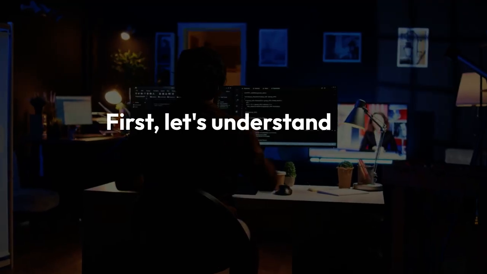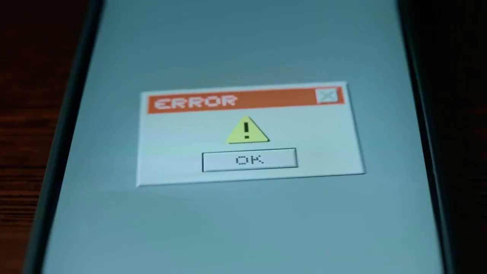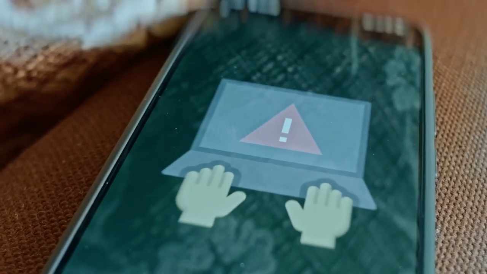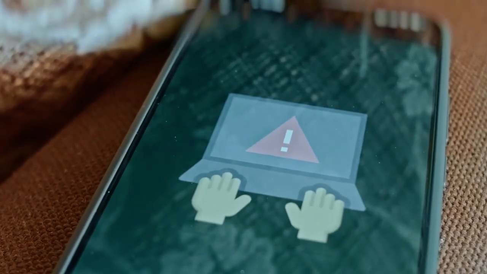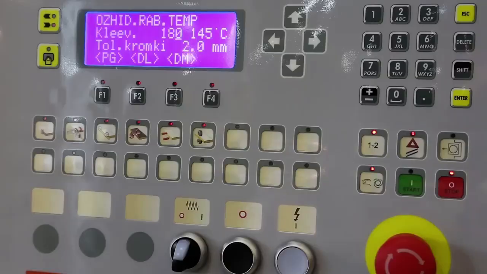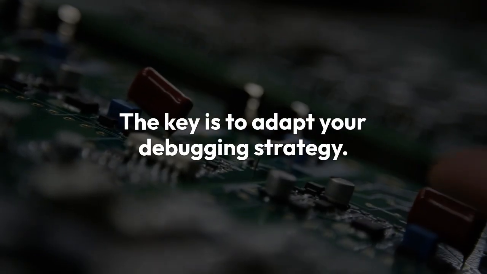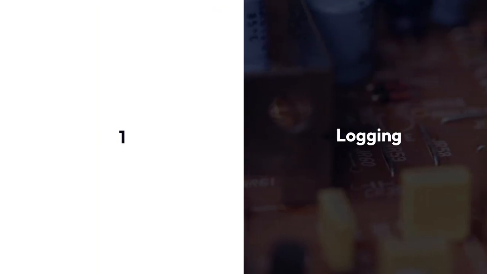First, let's understand why services are tricky. They don't have a direct visual component. They usually run under the local system account or a specific user account. This means they operate in a different security context. Also, they don't interact with the desktop directly, so simple ShowMessage calls won't work. The key is to adapt your debugging strategy. Here are the main methods we will explore.